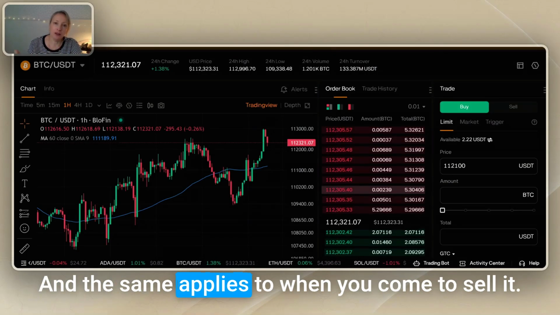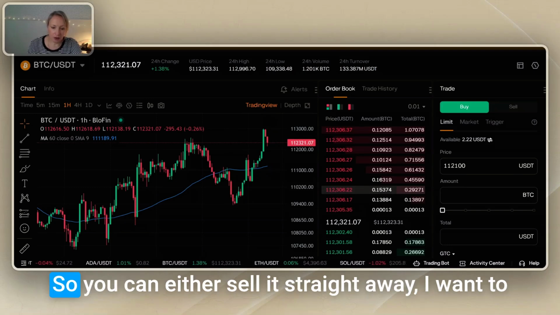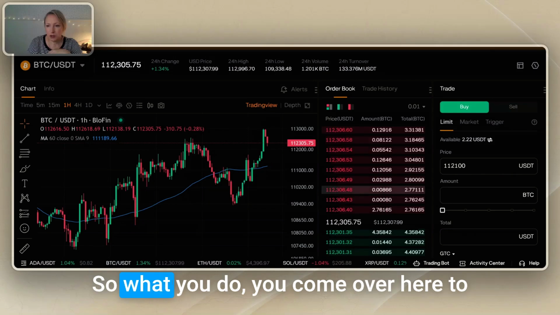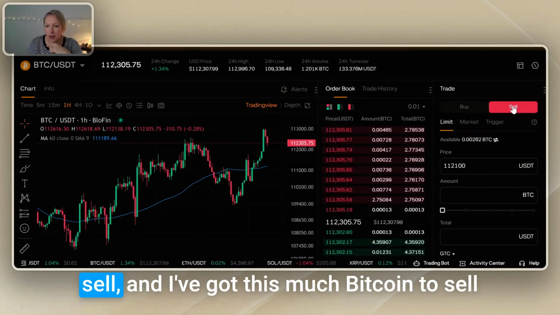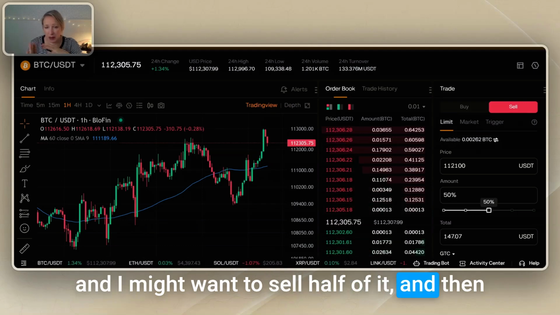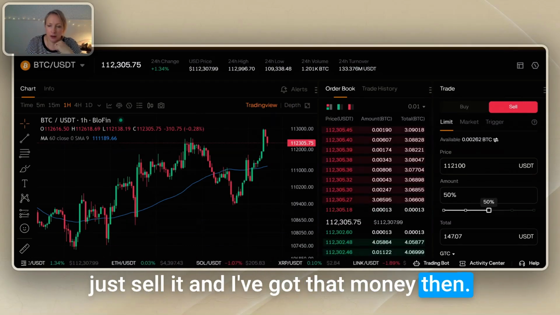And the same applies to when you come to sell it. So you can either sell it straight away. I want to sell my Bitcoin now. You can do a market sell. So what you do, you come over here to sell, and I've got this much Bitcoin to sell, and I might want to sell half of it and then just sell it. And I've got that money then.